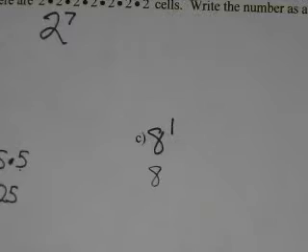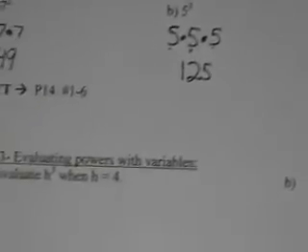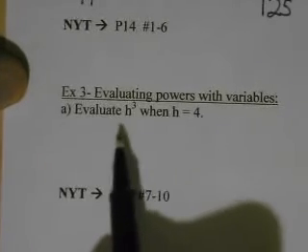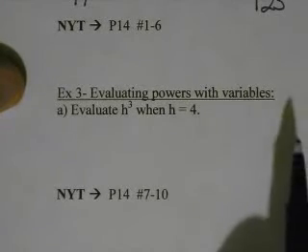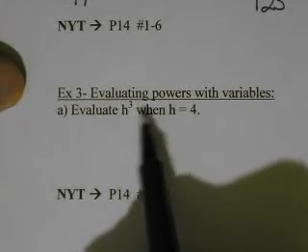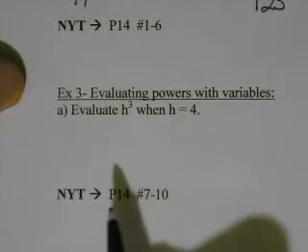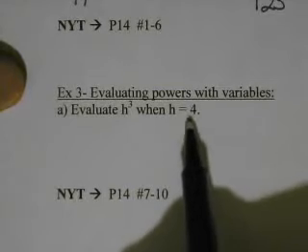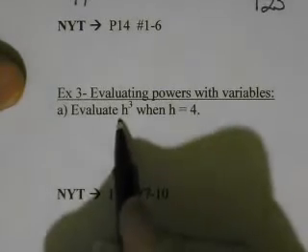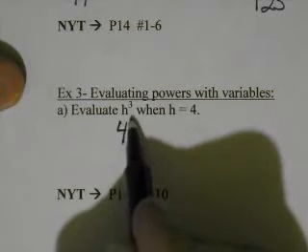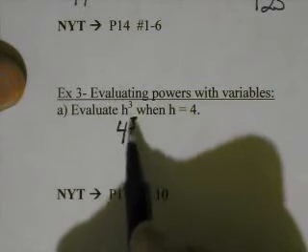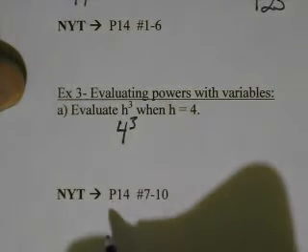Okay, now, what if we wanted to try some problems with variables? Now, this is a mixture of the last lesson with this lesson. We have h to the 3rd power when h equals 4. Well, just like before, we're going to take the 4 and substitute it in for the h. So, 4 to the 3rd power. H is the same as 4. H to the 3rd, 4 to the 3rd.